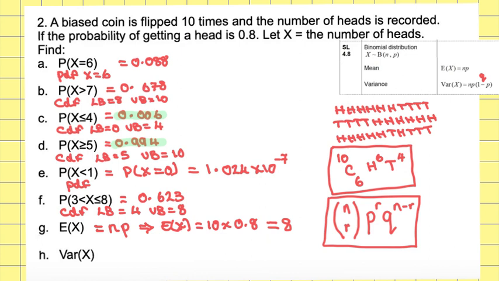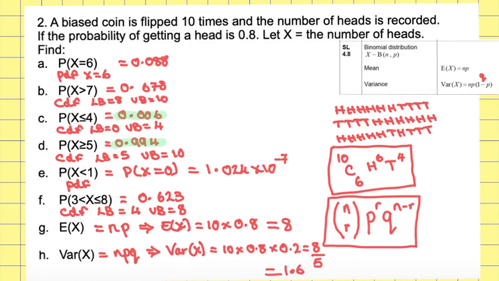The final part of this question is to find the variance of x. Well, that is equal to NPQ. Therefore, the variance of x is equal to, well, n is 10, success is 0.8 times 0.2, which is equal to 8/5, which is equal to 1.6.